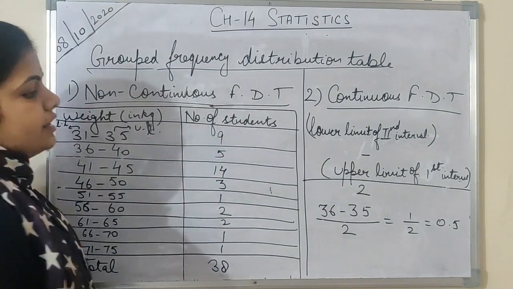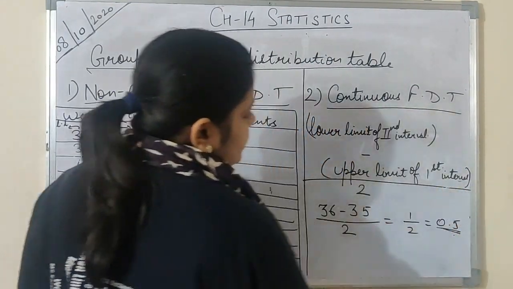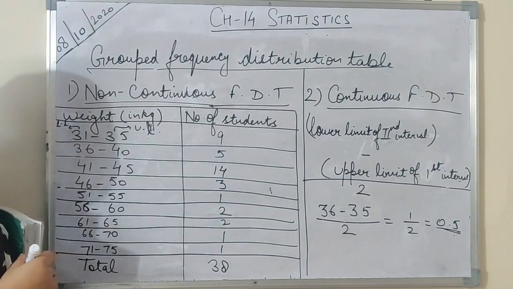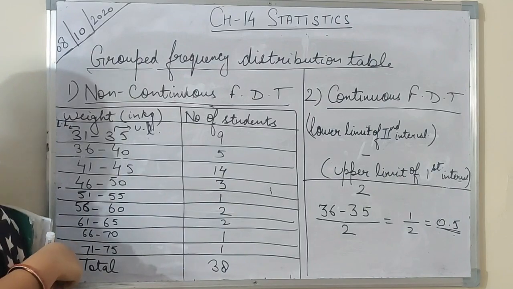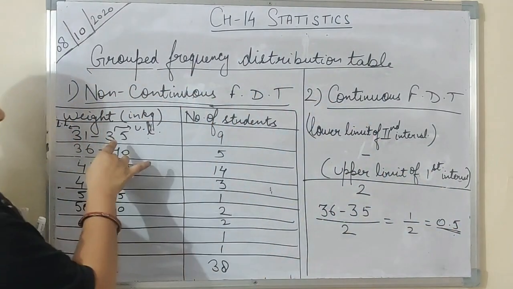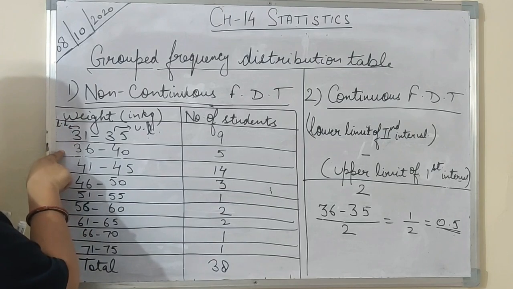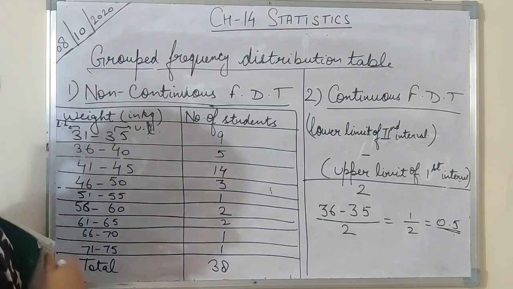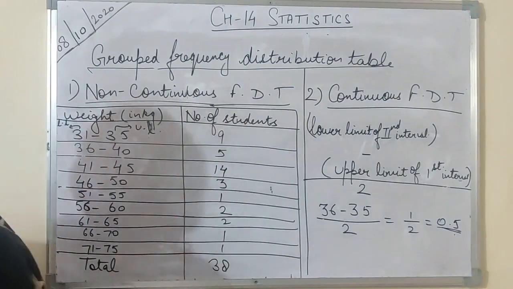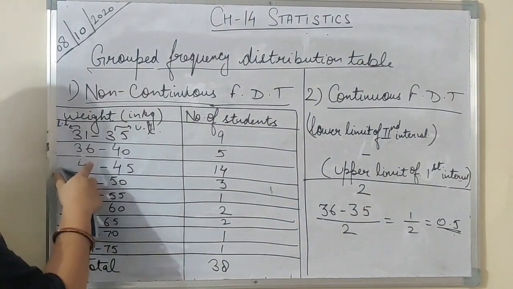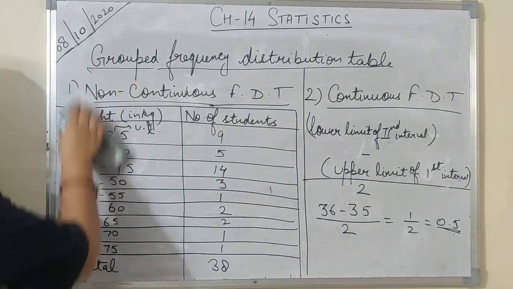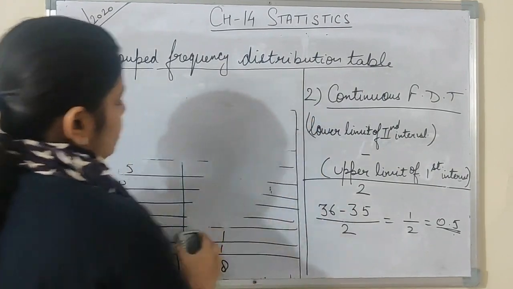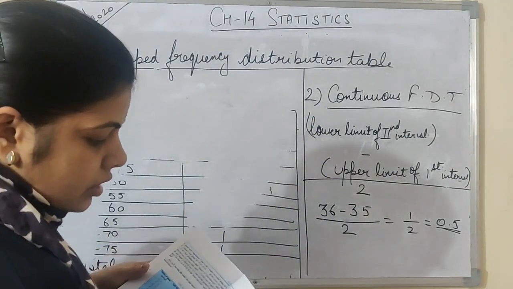Now what to do of this 0.5? This 0.5 is not just an answer. You have to form a table again, by subtracting this 0.5 from the lower limit and adding it in the upper limit. So I am making this table again, and this time I will make it for a continuous frequency distribution table. This table you can observe in your book also on page number 243.